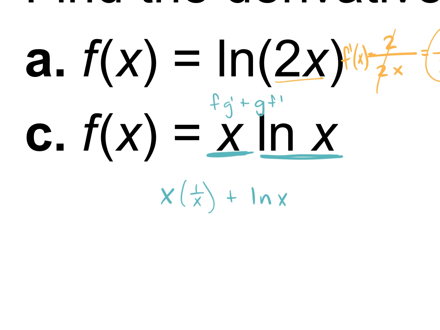So we can simplify this. We have x times 1 over x. What would that simplify to? 1. Awesome. So our derivative would be 1 plus the ln of x.